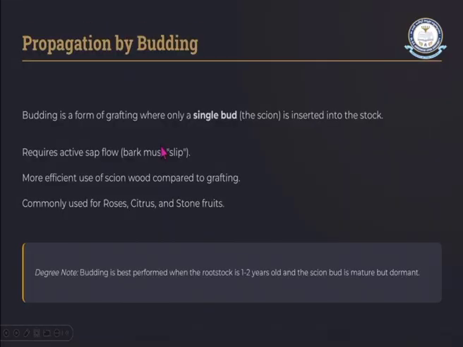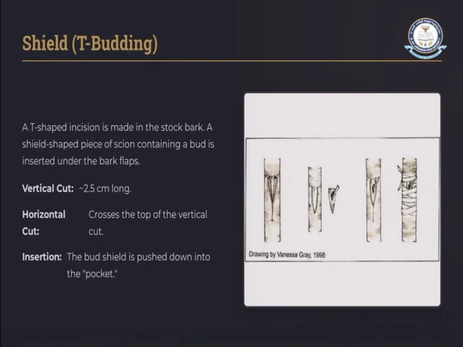That means the bark must be slippery. As the degree note for it says, budding is best performed when the rootstock is 1 to 2 years old, and the scion bud also has to be mature and very dormant. That means in propagation by budding, we are ensuring the plant is grown from a single bud. As it is grown from a single bud, that bud has to be very well matured and developed in a proper way.